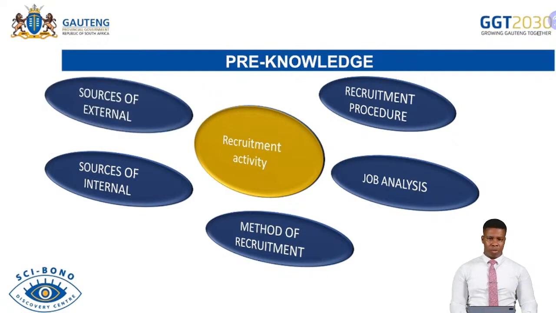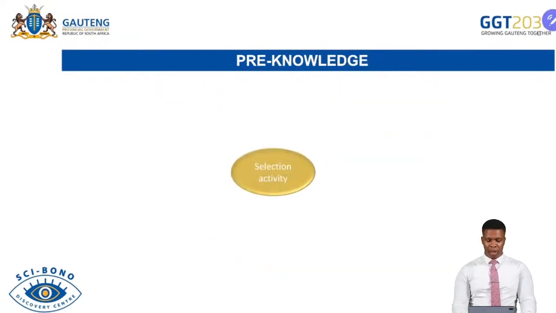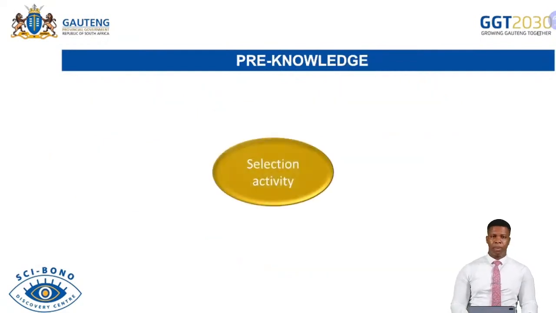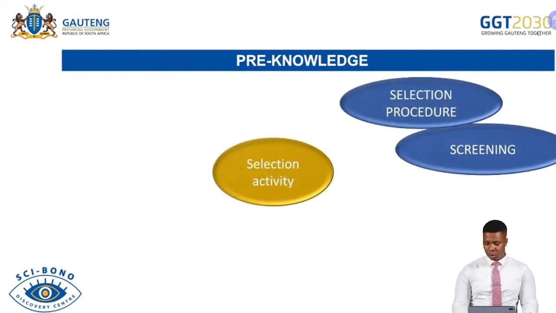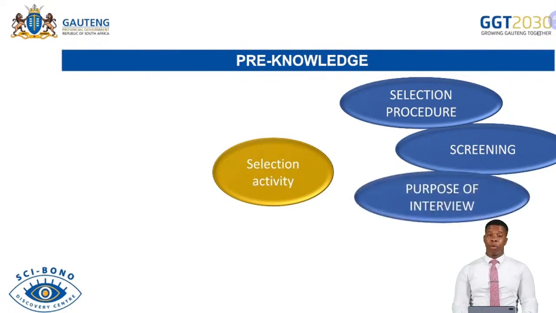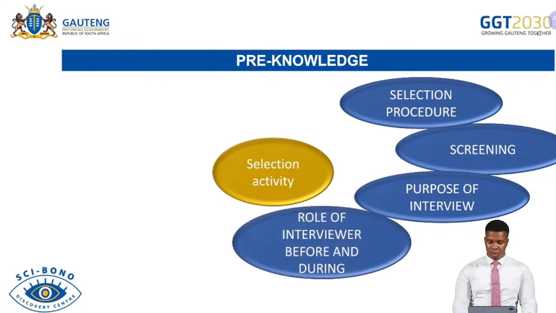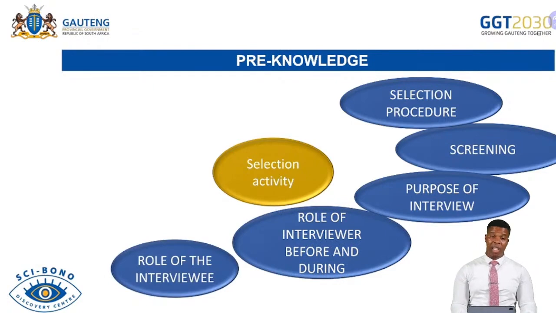We also looked into the impact, and then we further looked into the selection activity, where we discussed the following: the selection procedure. We also looked into screening as part and parcel of the selection, and then we also looked into the purpose of the interview. We looked into the role of the interviewer before the interview and during the interview. We also looked into the role of the interviewee. Remember, the role of the interviewee only occurs during the interview.